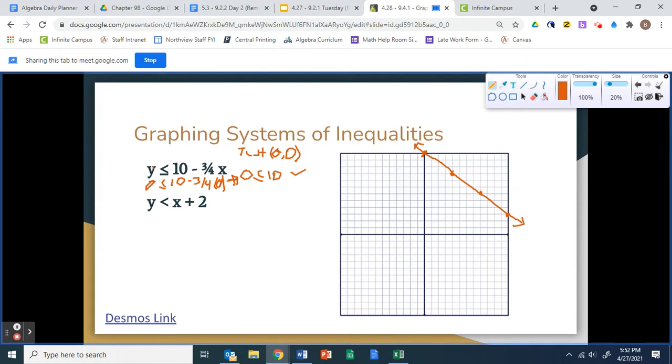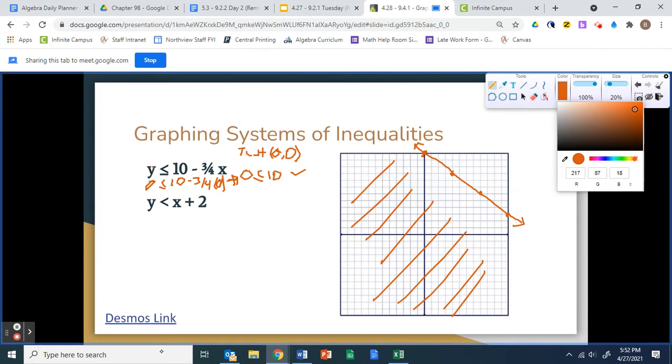So 0, 0 works. What I'm going to do is shade one side of the line. I'm going to use lines going in one direction, perpendicular to the line, the entire length. So there's one of those. There's the one graph. Now let me change my color here.